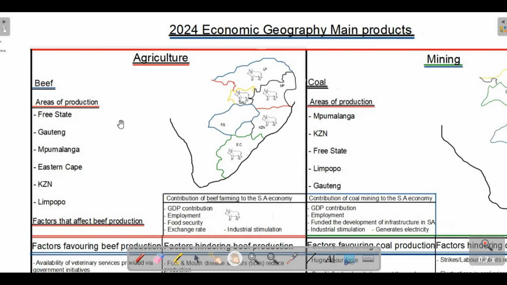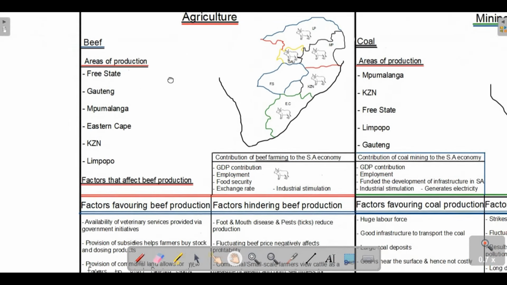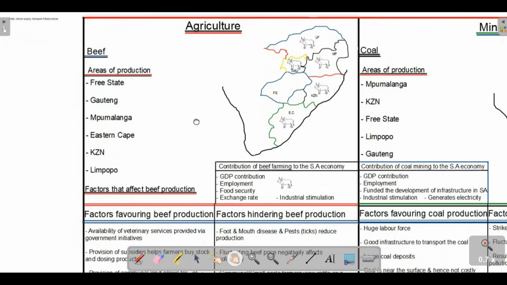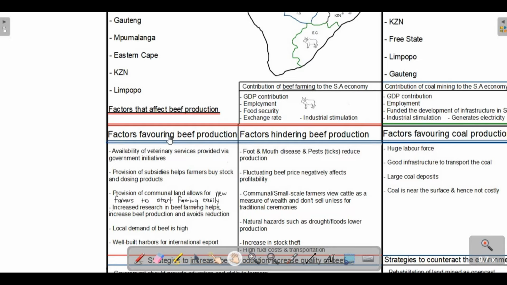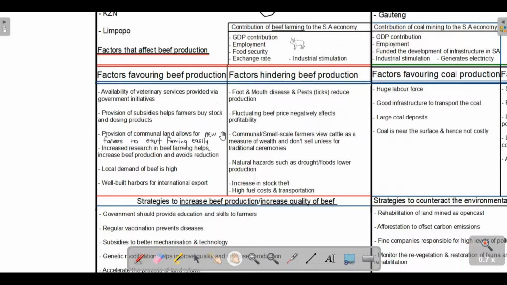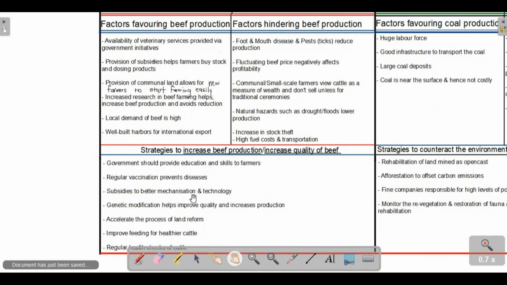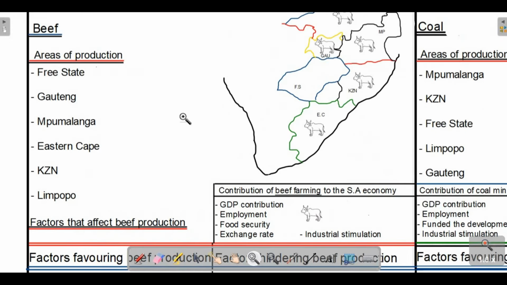As you can see, I have beef on the left hand side and coal on the right hand side. I'll start with beef. We'll take a look at the areas of production in South Africa, look at the beef industry in general, its contribution to the South African economy, as well as the factors that affect beef production, both favoring and hindering. And lastly, take a look at the strategies to increase beef production or increase the quality of beef that we produce in the country. Let me zoom in there.